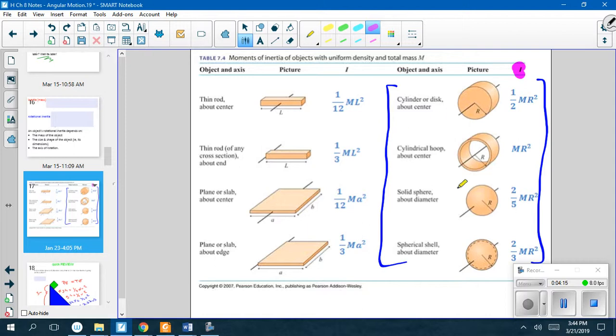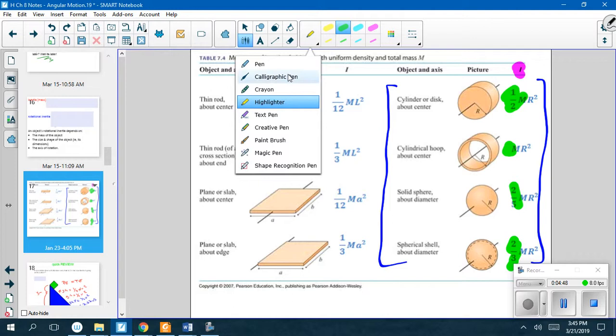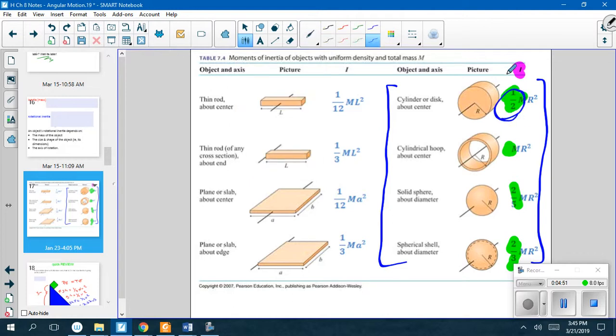I for a cylinder or disk is equal to 1/2 the mass times the radius squared. I for a cylinder hoop is equal to 1 times the mass times the radius squared. I for a solid sphere is 2/5 the mass times the radius squared. For a shell, we're looking at 2/3 the mass times the radius squared. You should hopefully notice that this coefficient is the only thing that's changing. So if we treat that as a variable, we can solve for these a little bit easier, especially when it's rolling. Matter of fact, only when it's rolling.